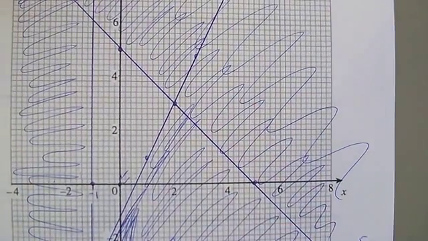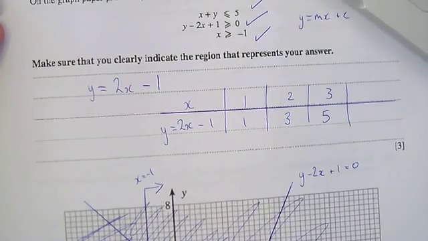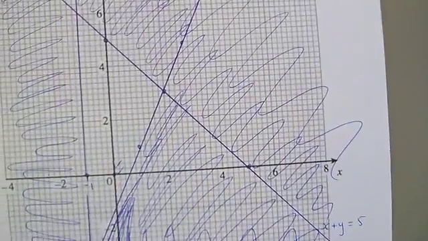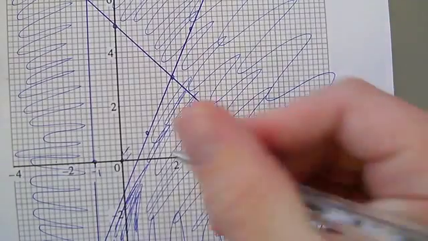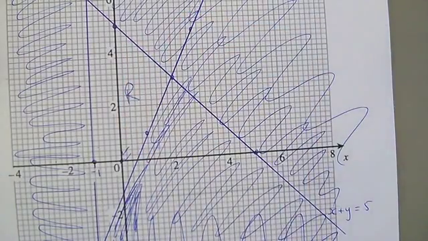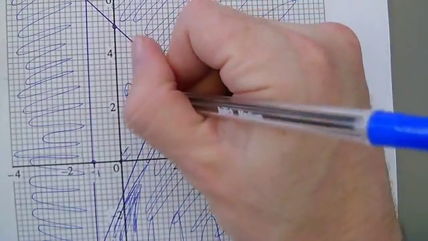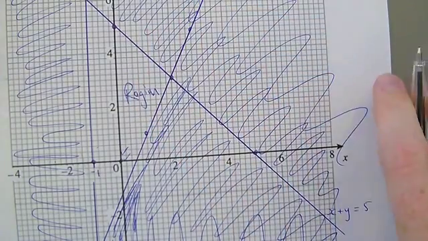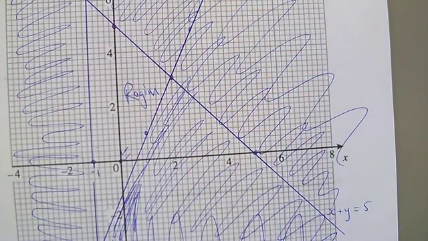Okay? Now in terms of doing what it said, make sure you clearly indicate the region that represents your answer. Have I done that? Well, I've left a nice blank space, but I haven't made it clear, so I'm just going to put capital R in there to show that that's my region, or I could even write in region. One thing that you should never ever do in the actual exam, don't use pen, because if something goes wrong, you've lost all the marks on that question.